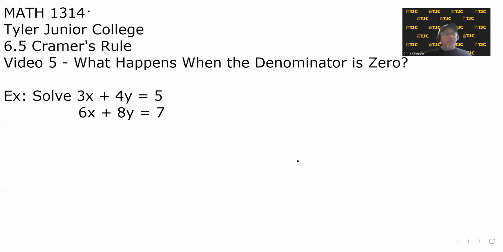Math 1314, Tyler Junior College, 6.5, Cramer's Rule, Video 5. What happens when the denominator is 0?